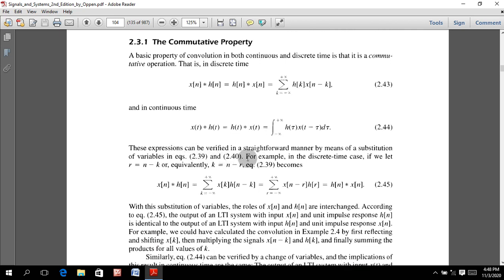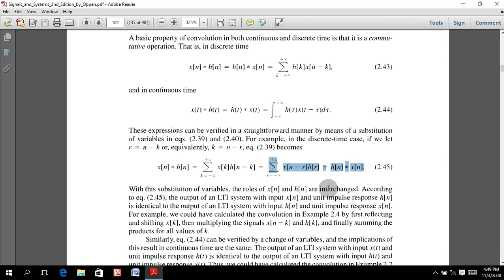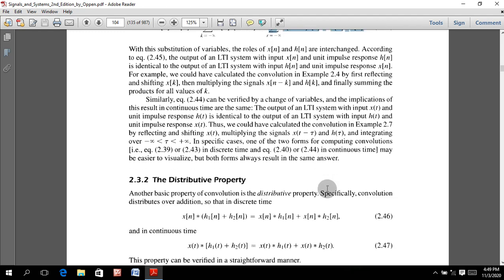This expression can be verified in a straightforward manner by means of a substitution of variables in equations 2.39 and 2.40. For example, in the discrete time case, if we let r equal n minus k, or equivalently k equal n minus r, equation 2.39 becomes this. It could be written in this form. So this is also known as the commutative property.